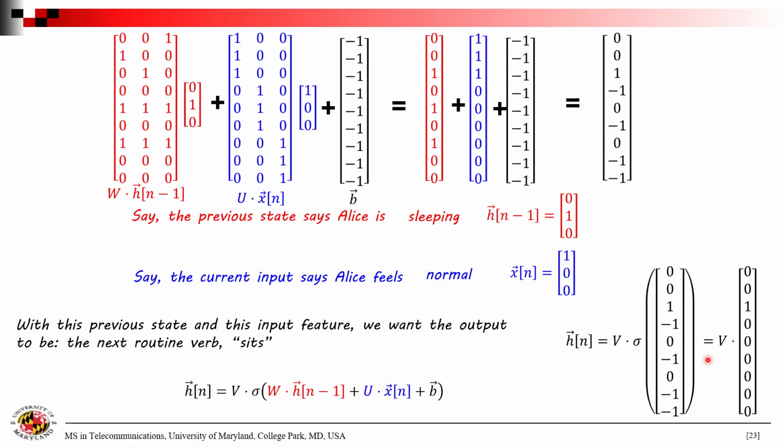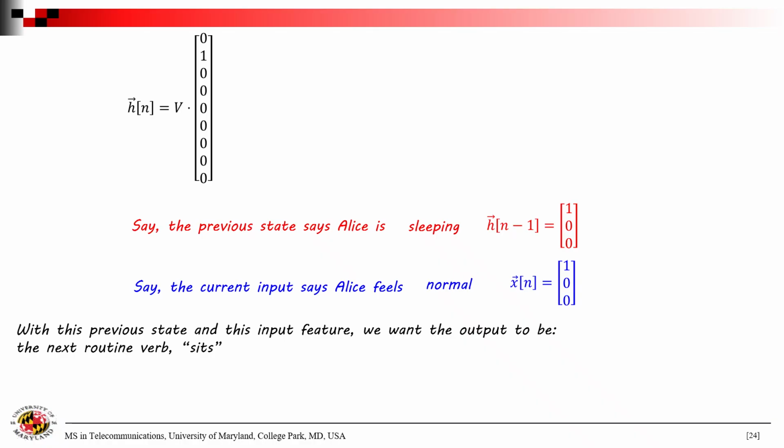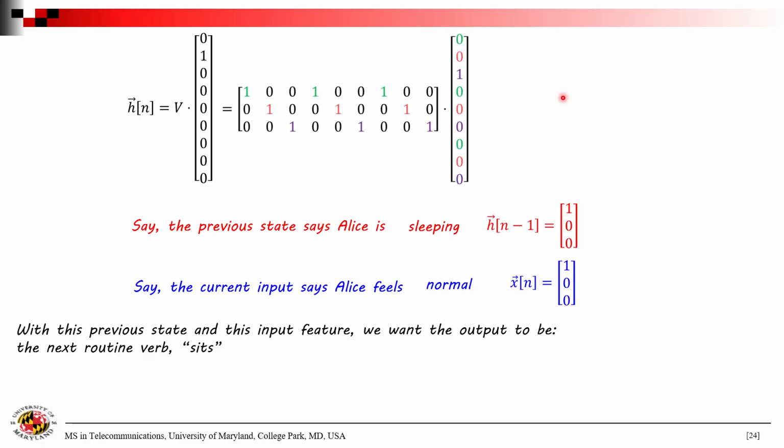This 0 is the same, minus 1 goes to 0, 0 stays the same, minus 1 goes to 0, minus 1 goes to 0. So now we know that we post-multiply V by this output of the activation function. We go ahead and apply the same V that we used before, and we're going to get that the three green elements are zeros, the three orange elements are zeros, and the purple elements are 1, 0, 0. And upon adding these guys together, we get the vector for sits, which is exactly what we were hoping to get.